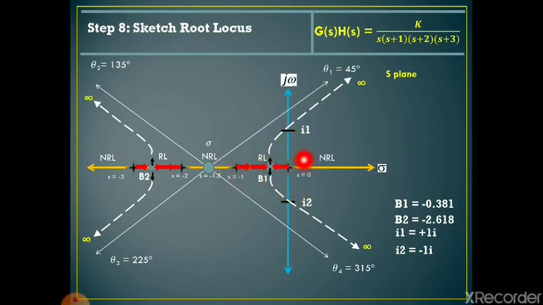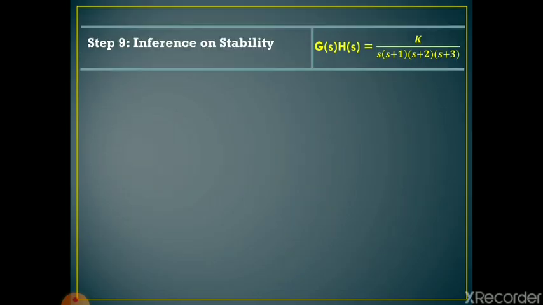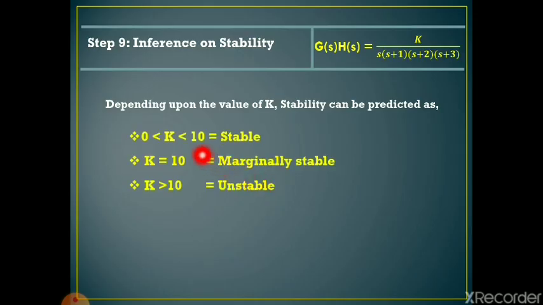So depending on the value of k, these two poles will be either on the left hand side, on the imaginary axis, or on the right hand side. If the value of k is between 0 to 10, these two poles will be on the left hand side, and if the value of k is equal to 10, they will be on the imaginary axis, and if the value of k is greater than 10, they will be on the RHS, and based on that we can come to a conclusion that 0 to 10 is stable, k is equal to 10 is marginally stable, k is greater than 10 is unstable. So these are the 9 steps which help us in investigating the stability of a given control system using the root locus technique.